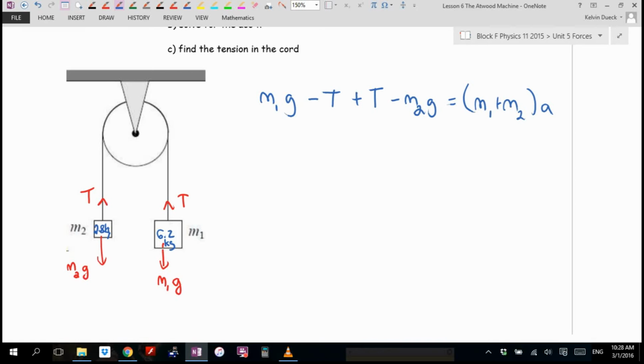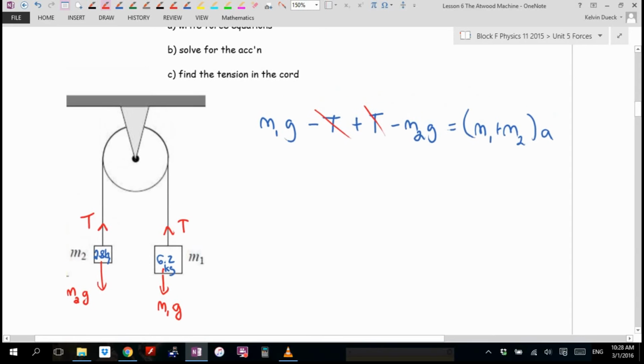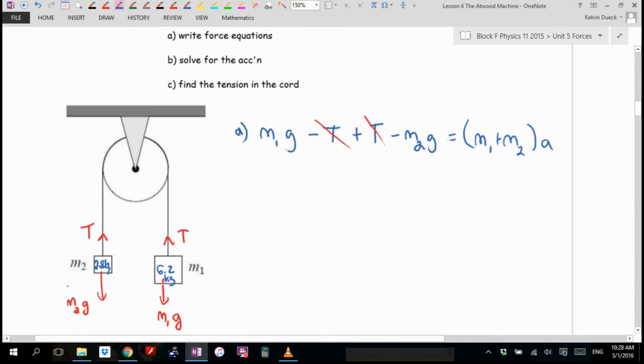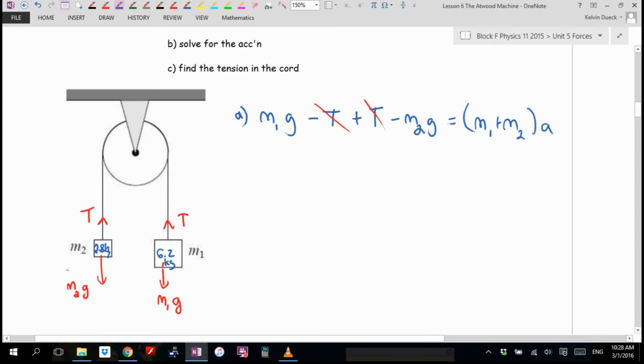I love it when I lose tension. Okay. So here is the answer for part A. Part A said, write force equations. Done. Right, keep going. What does part B want me to find?